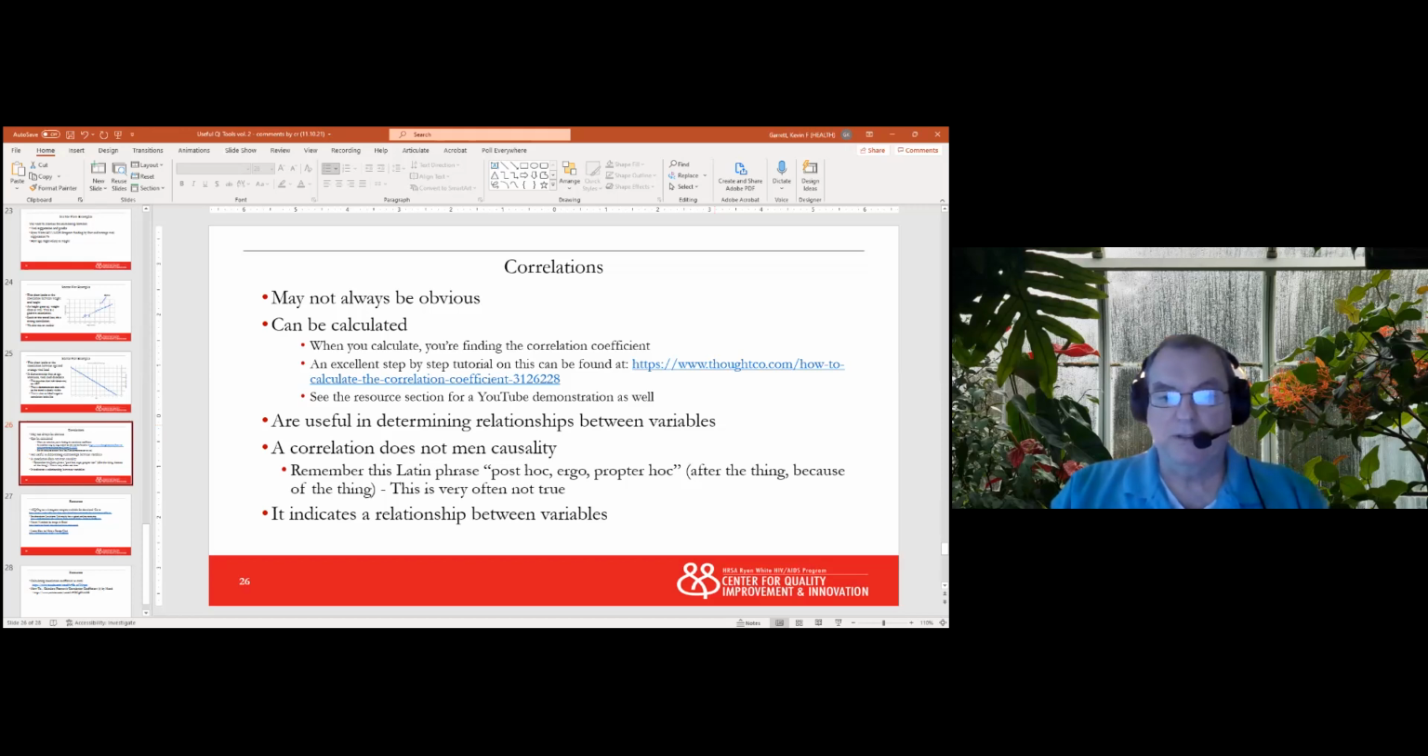So keep that in mind, that just because you see a correlation, just because it's after the thing, it does not necessarily mean it's caused by the thing. It just means that there's a relationship. So age doesn't cause a weight gain per se, right? Aging doesn't decrease viral load per se.